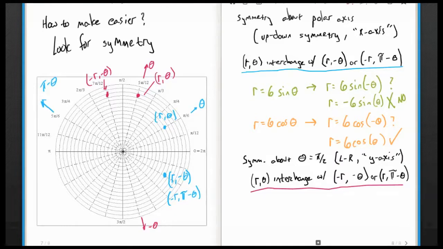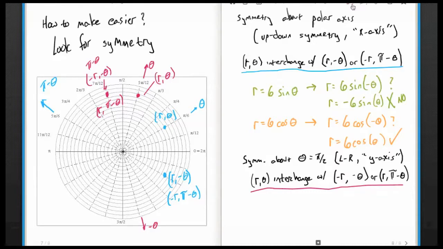Or I could go to r and pi minus theta, the same r, positive r still, but the supplement. And so here is my supplementary angle, pi minus theta. Oh, so this is also pi minus theta here. And I go on the same radius, and sure enough, there it is. So that's also r and pi minus theta. So that checks out there.